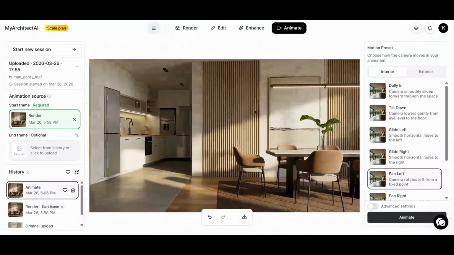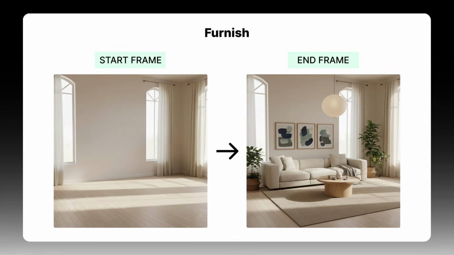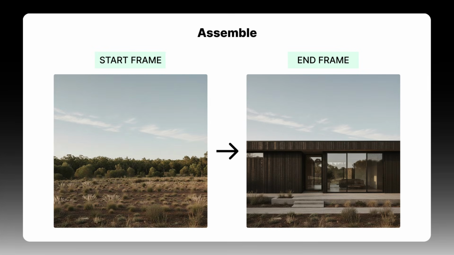Remember, only add an end frame if you have a matching image. For example, for the before and after preset, you need your CAD drawing as the start frame and the final render as the end frame. For the furnish preset, use an empty space as the start frame and a furnished space as the end frame. For the assemble preset, the start frame should be an image of an empty site and the end frame the site with your building on it.